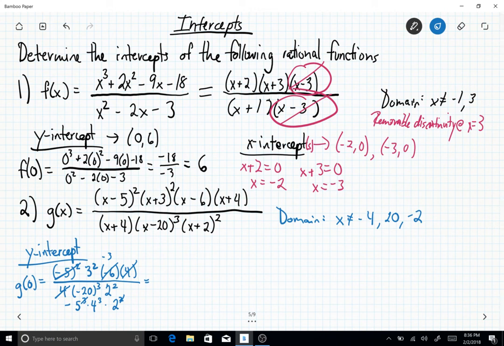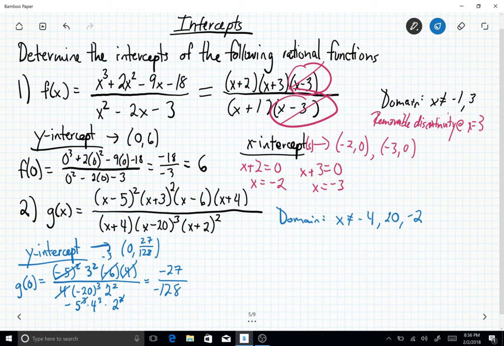And so what do we have? We'll have 3 squared times a negative 3. That makes negative 27. And then all over, what are we left with? 2 times 4 cubed. 4 squared is 16, 4 cubed is 64, and 64 times 2 is 128. And I need the negative symbol there. So negative divided by negative makes a positive, which means our y-intercept occurs at 0, 27 over 128. Okay?